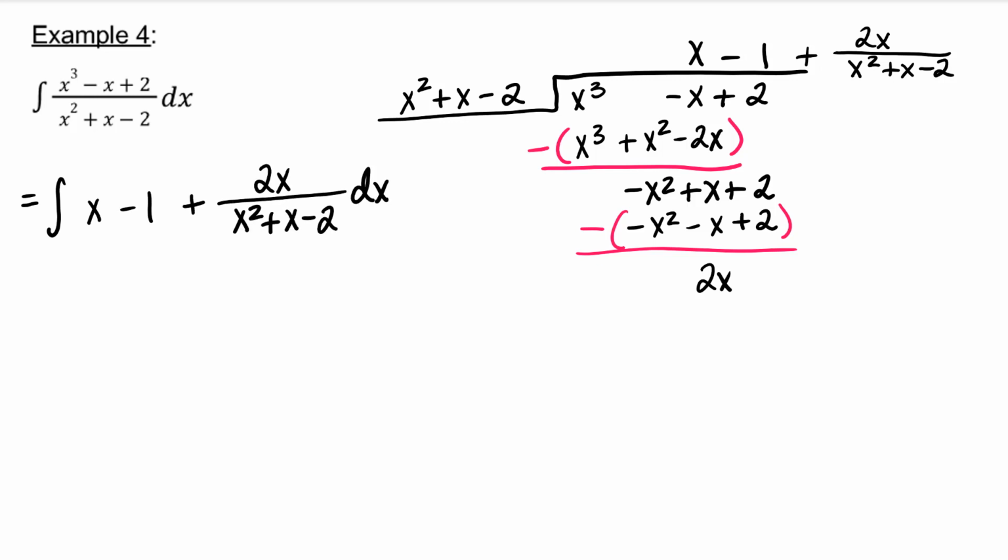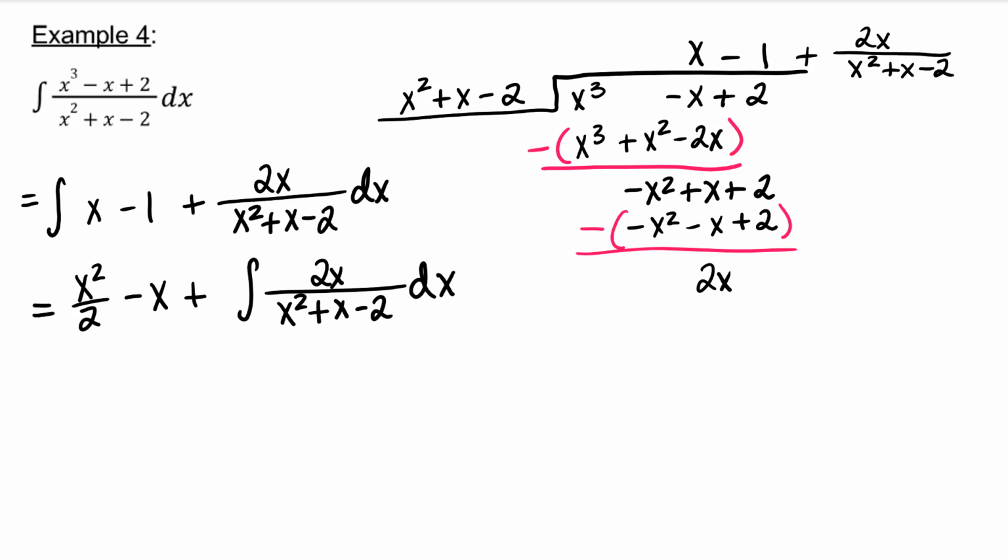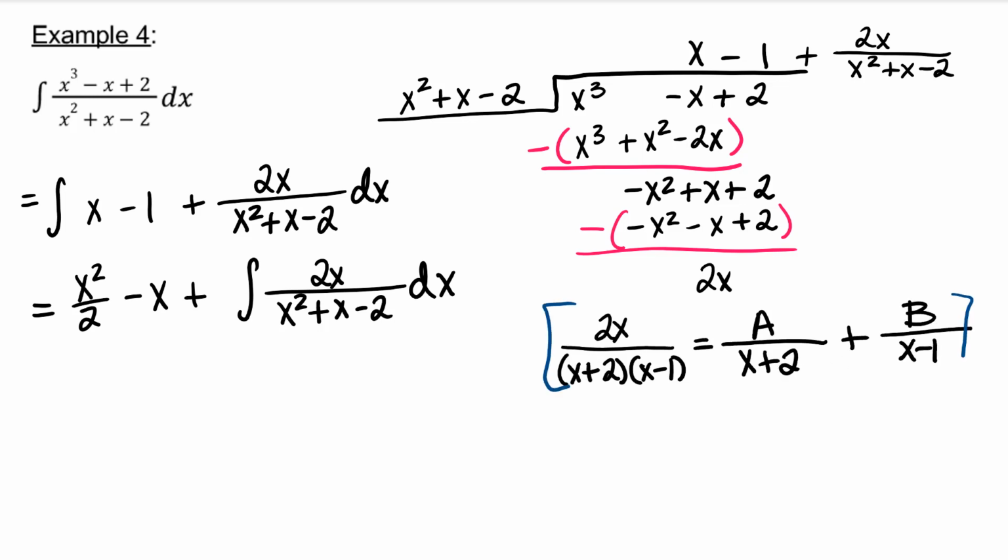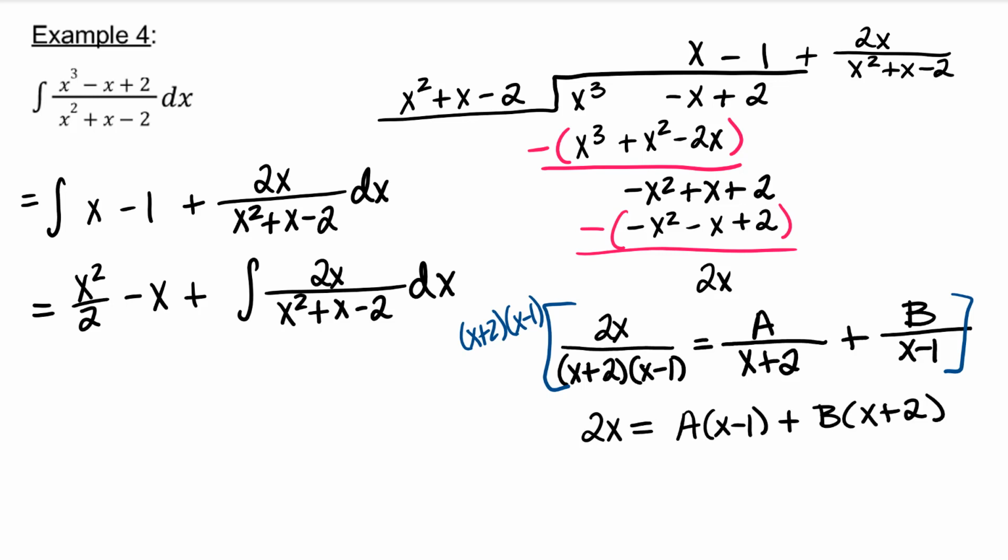I know the integral of x is x squared over 2. I know the integral of negative 1 is negative x, but I don't know off the top of my head the integral of 2x over x squared plus x minus 2. I think we're going to have to do some partial fractions. Factor the denominator. Plug in x equals 1 and x equals negative 2 to solve for a and b.